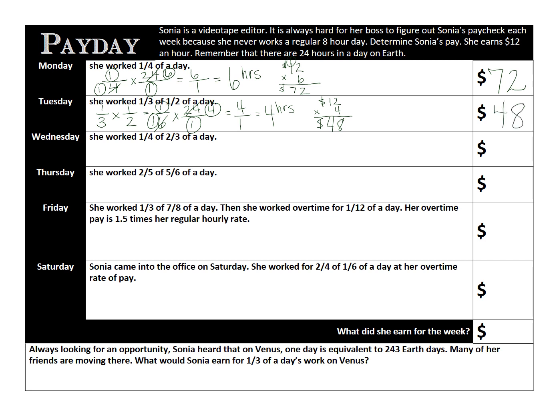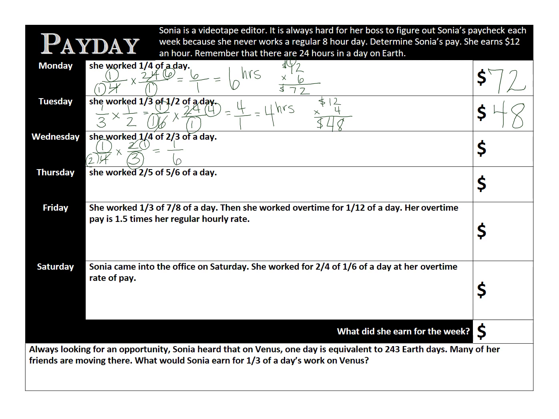On Wednesday, she worked 1/4 of 2/3 of a day. We can reduce before we multiply. 2 divided by 2 equals 1. 4 divided by 2 equals 2. 1 times 1 equals 1. 2 times 3 equals 6.